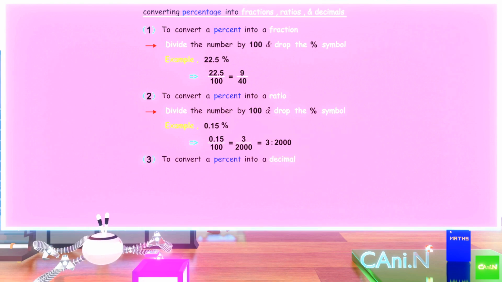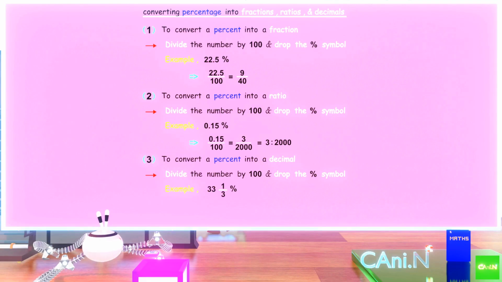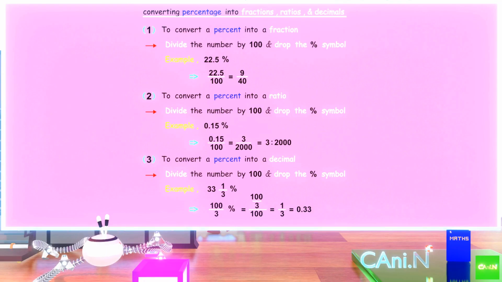To convert a percent into a decimal, divide the number by 100 and drop the percent symbol. Example, 33 1 by 3%. This can be simplified as 100 by 3% equals 100 by 3 divided by 100 equals 1 by 3 equals 0.33.